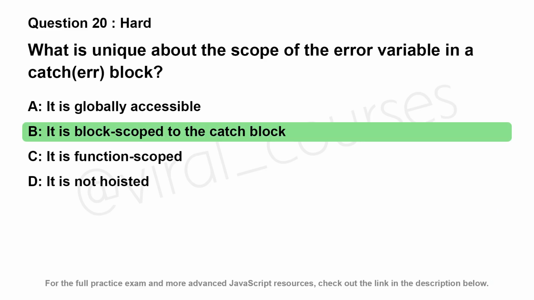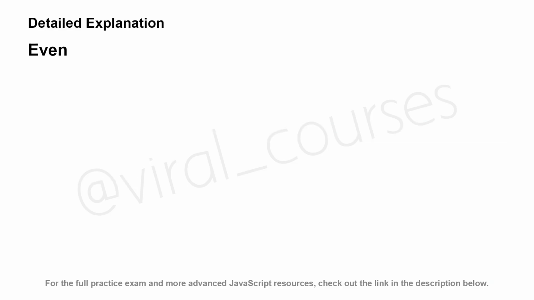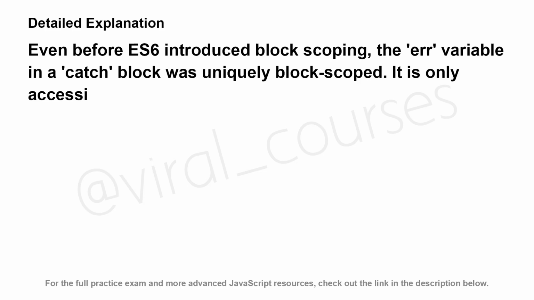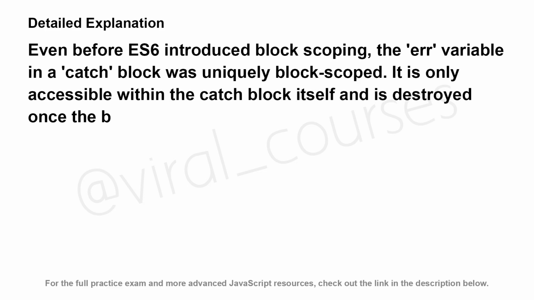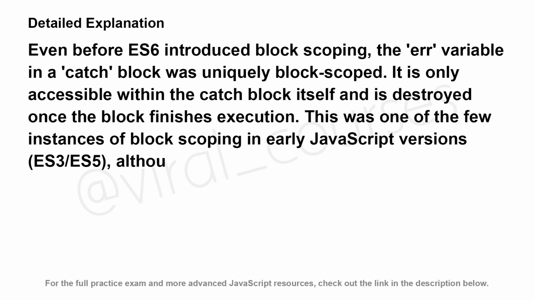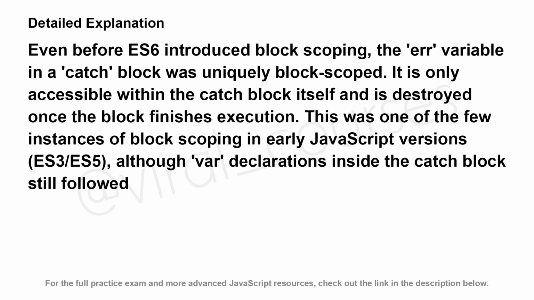The correct answer is B. Even before ES6 introduced block scoping, the error variable in a catch block was uniquely block scoped. It is only accessible within the catch block itself and is destroyed once the block finishes execution. This was one of the few instances of block scoping in early JavaScript versions, ES3, ES5. Although var declarations inside the catch block still followed function scoping rules.